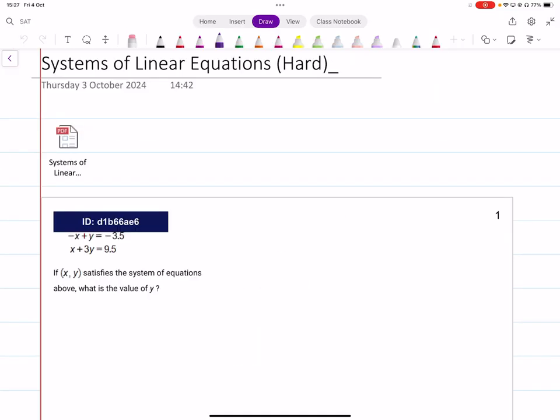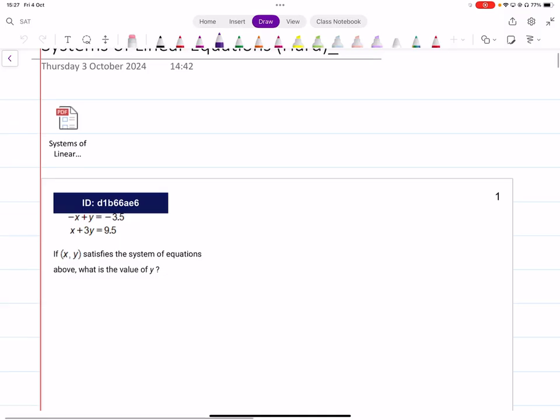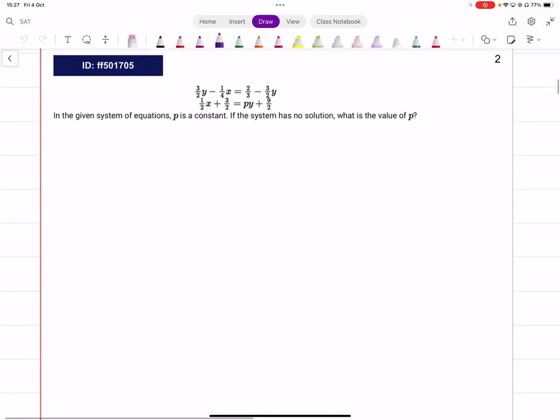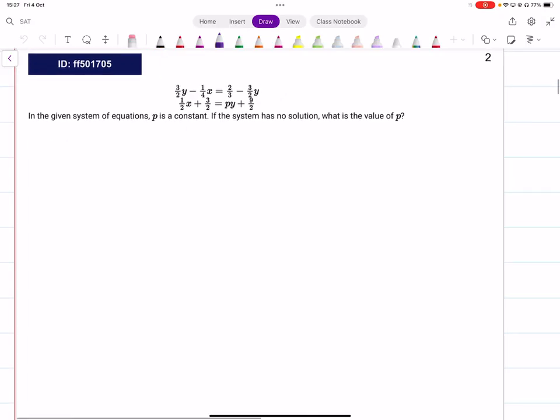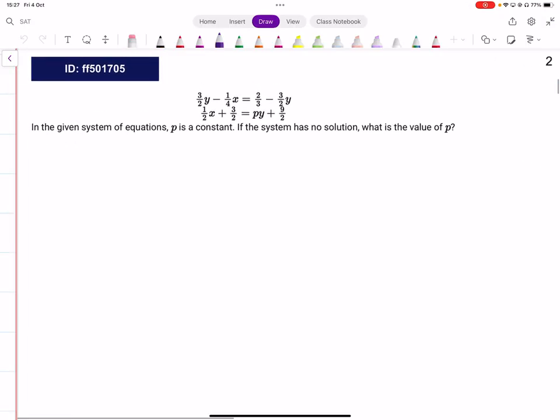Systems of linear equations. We're doing difficult questions from this PDF now. So you've asked about question number 2 from this. So let's start with this one. It says, in the given system of equations, P is a constant.